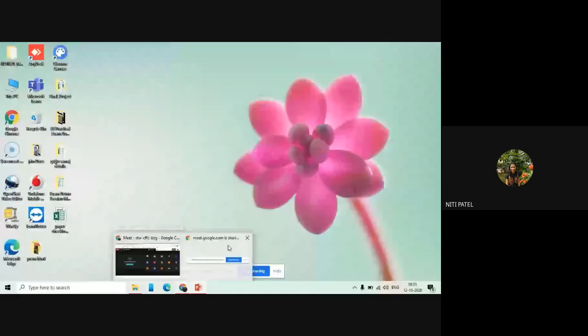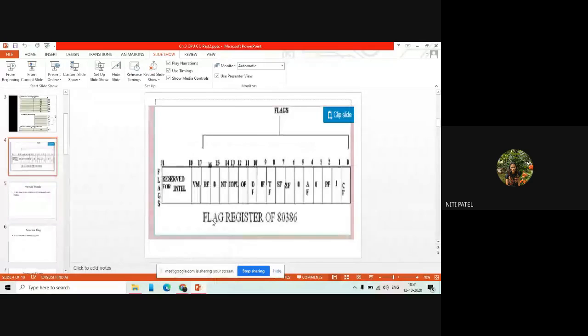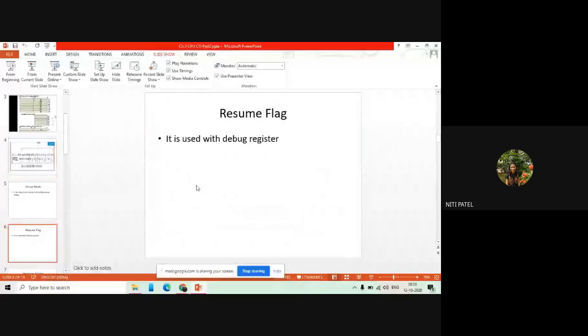VM stands for virtual mode. It is nothing but a part of virtual memory. Whenever this VM bit is set to 1, the system will operate as an 8086, where everything changes to 8086 mode, which will make your system slower. If this flag is set to 0, you are operating in protected mode, where everything is in 32 bits. Is this now clear? Yes, ma'am.